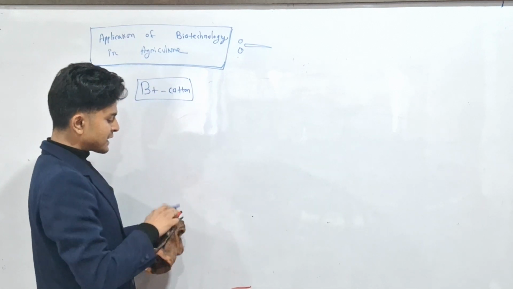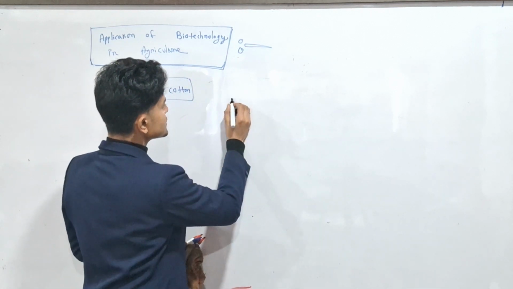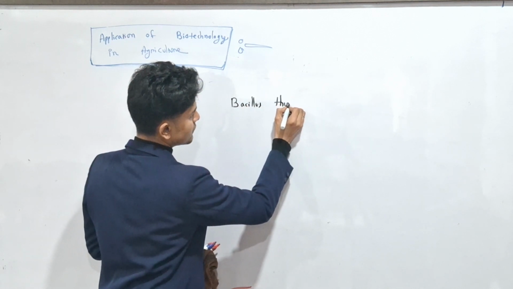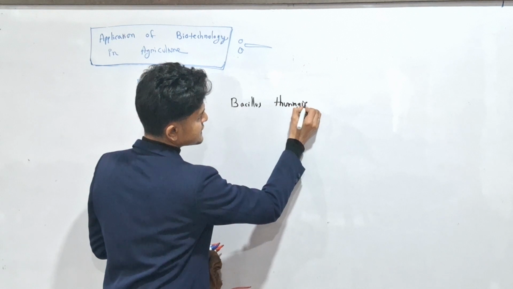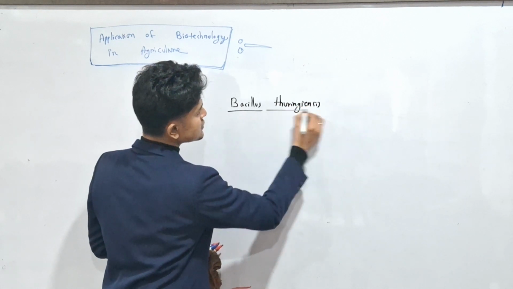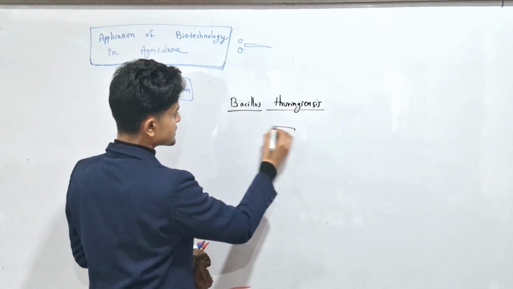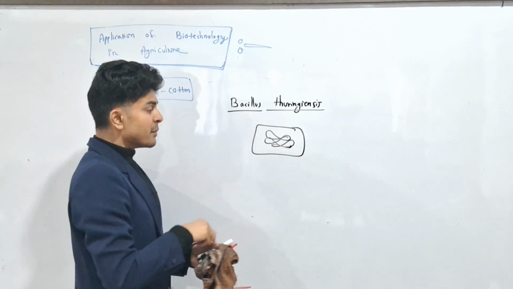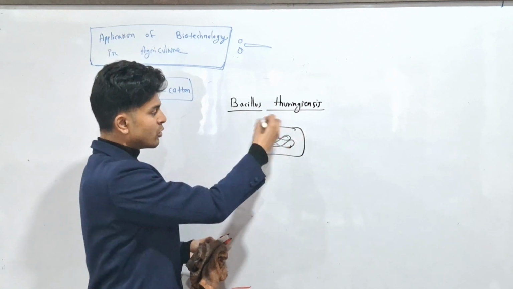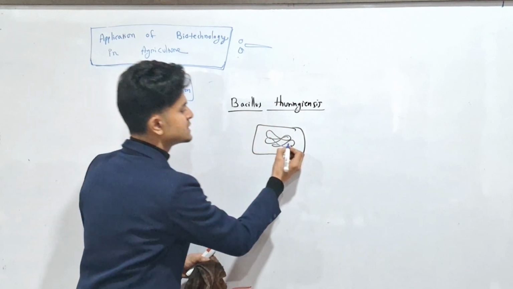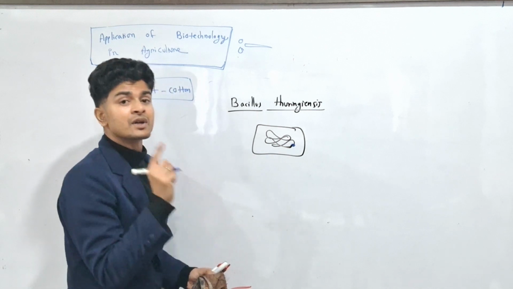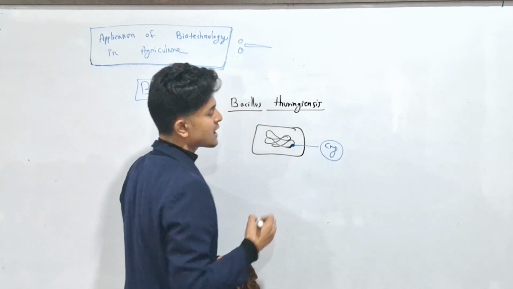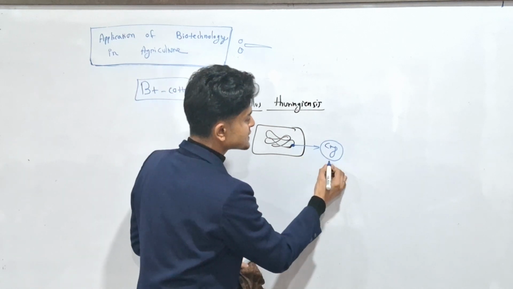Here is a bacteria known as Bacillus thuringiensis. This bacteria has its own genetic material, but in its total DNA it has a particular gene known as the cry gene. This cry gene is responsible for making a protein.